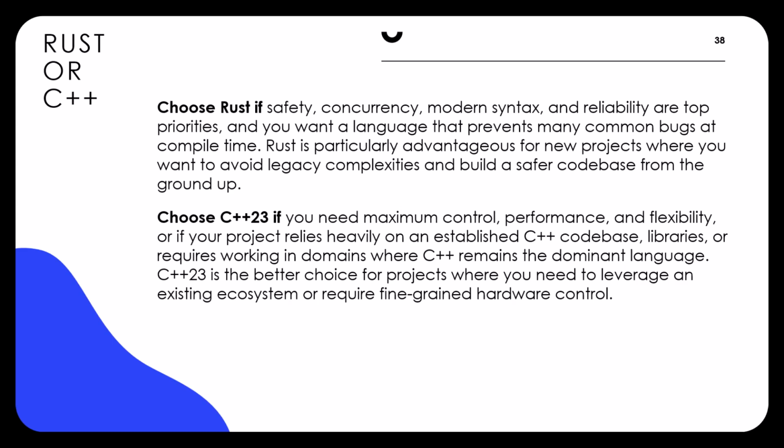Ultimately, the choice between Rust and C++ depends on your project's requirements. Rust is the better choice for new projects prioritizing safety, modern syntax, and reliability. C++ is best for projects needing maximum control and performance or for teams with an existing C++ code base. Both languages are powerful, so it's all about picking the right tool for the job.